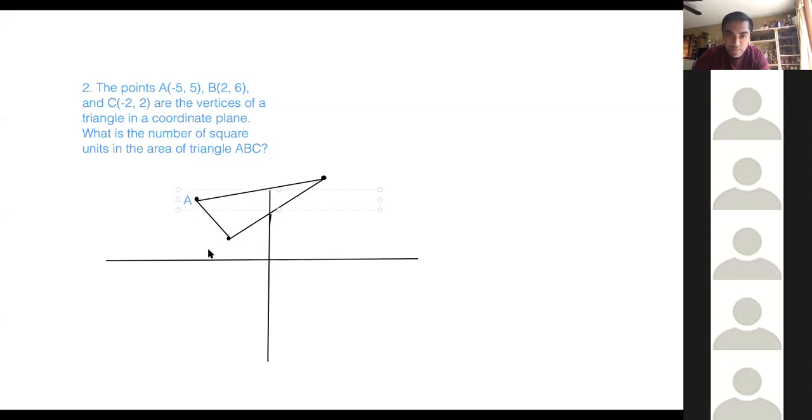I used the shoelace theorem. Good. Yeah, shoelace is one way. Okay, so what I did was I wrote the points in this order vertically: 2, 6, -5, 5, -2, 2, and 2, 6.